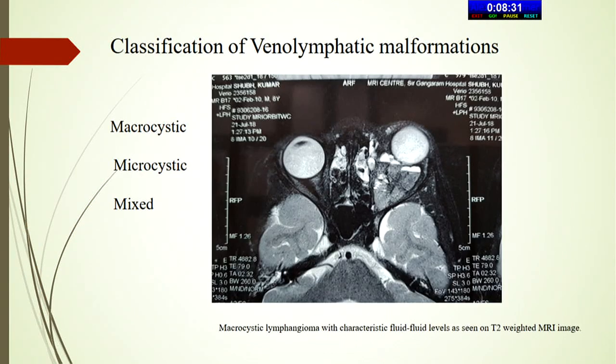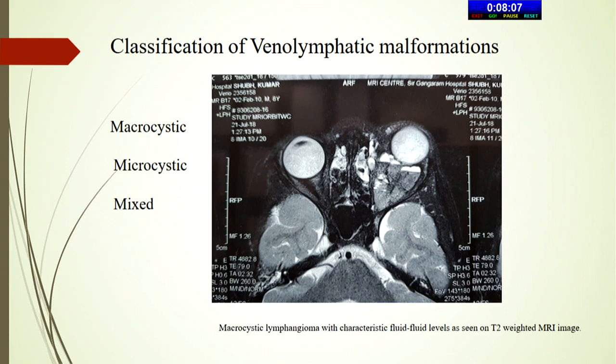And so they are basically classified into macro and mixed variety, depending on the cyst size in between. The macro ones have obviously very large cystic cavities, and the micro ones on imaging are having a small cyst which are barely visualized on imaging, whereas the mixed variety has a part of both.